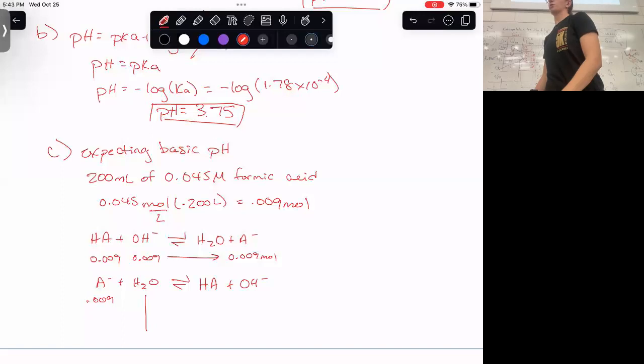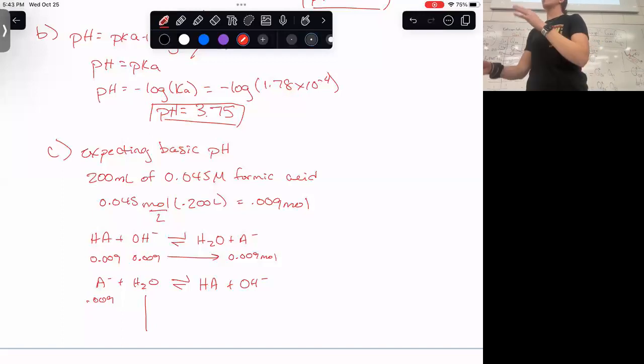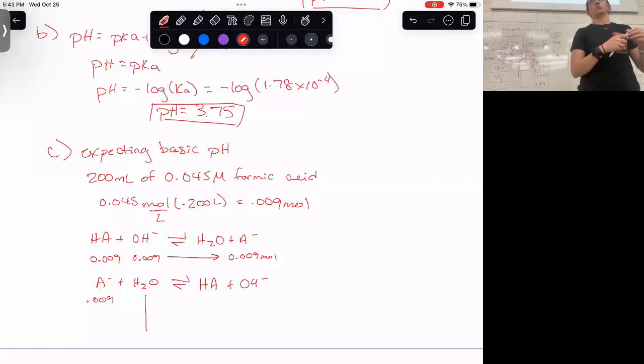Because we're at the equivalence point. So at your equivalence point, you know that your base added and your acid will be the same moles. Okay, so we're starting off with 0.009, but we are now in an ice table situation, which means we have to move into concentrations and we can't just use moles.